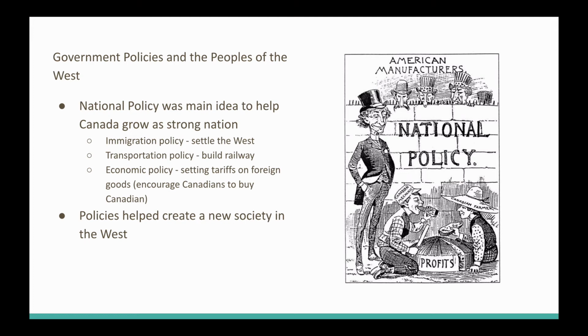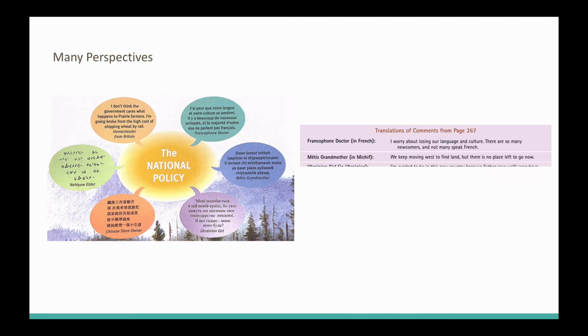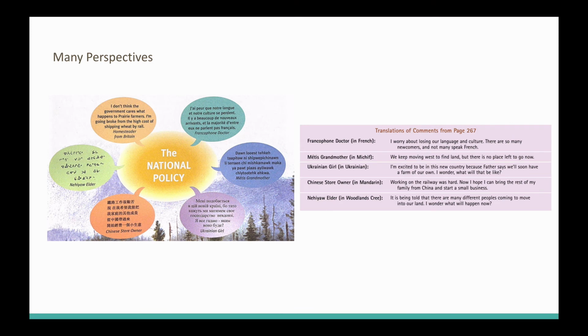There's always a but, though, isn't there? There's always a but. But we've got many perspectives here in the West. And the national policy did have many different perspectives, just like anything has multiple perspectives. And it's not a one-thing-fits-all approach. People are going to have their own concerns. People are going to have their own worries. People are going to have their own beliefs and their own ideas. Some will be for, and some will be against, and some will be a combination of both.